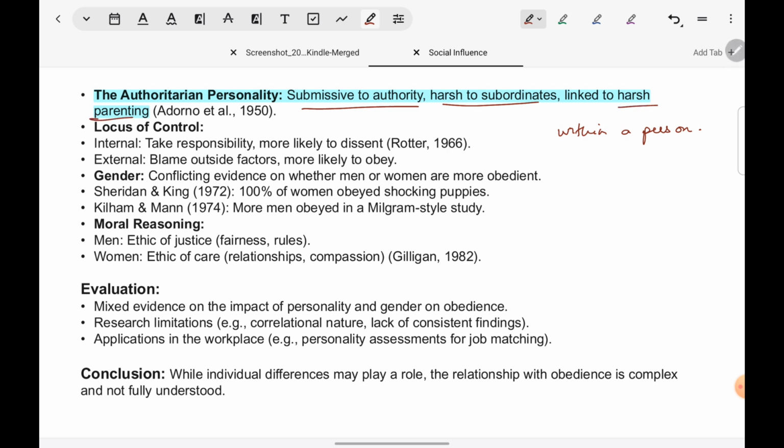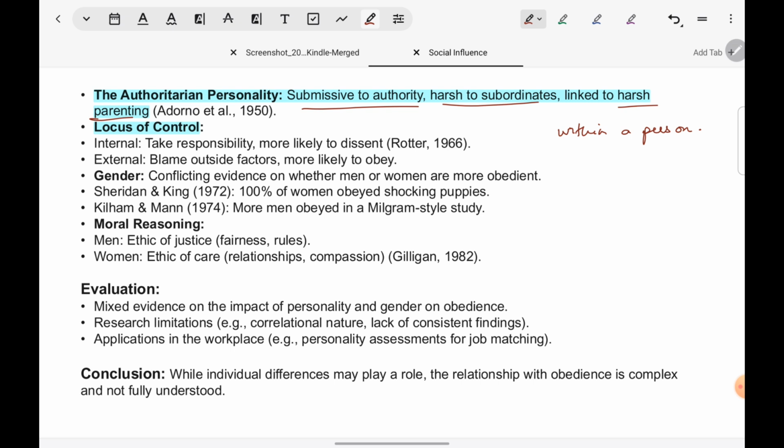Some children are brought up in a home where their parents demand unquestioning obedience from them. Parents are very harsh. If their children do not obey them, they would punish them in the strictest manner possible. That could be the reason why the child has developed the idea that he must at all costs obey authority figures always, because that is what he had to do with his parents. Another personality factor that could be playing a role in obedience is locus of control.